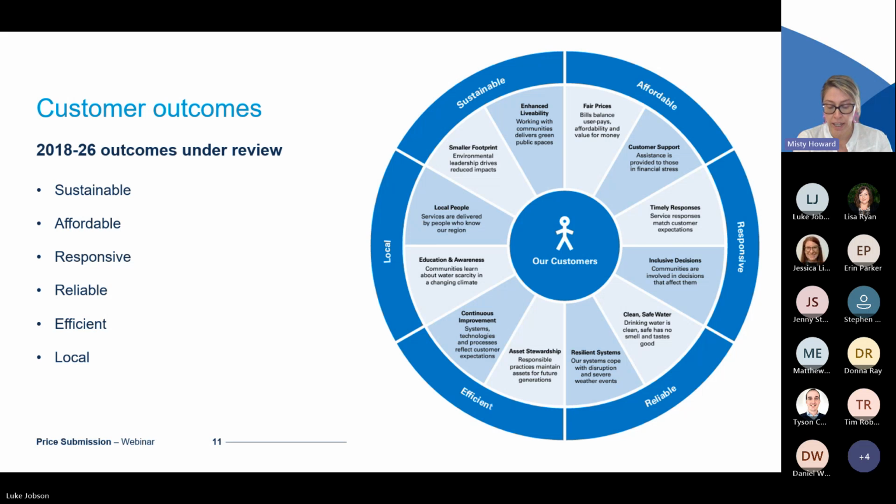During this phase of our engagement process, we're revisiting the expectations and outcomes customers shared with us during our 2018 price submission. The 6 key outcomes are sustainable, affordable, responsive, reliable, efficient and local. We're keen to understand whether these expectations have evolved or remain consistent. This insight is critical to our engagement and will play a significant role in how we shape the submission.